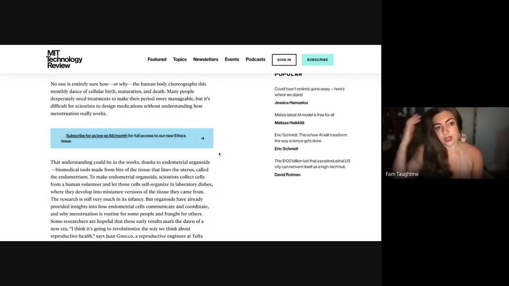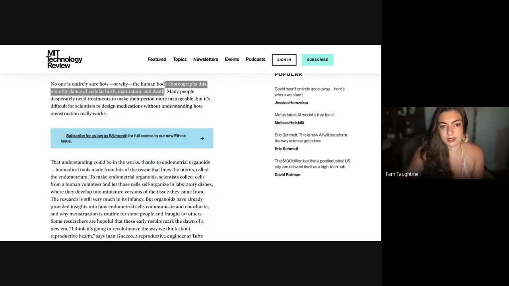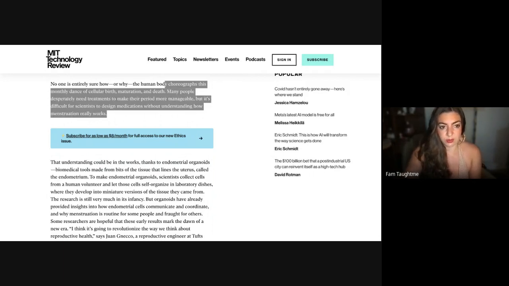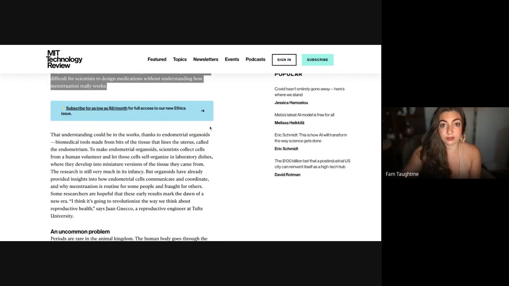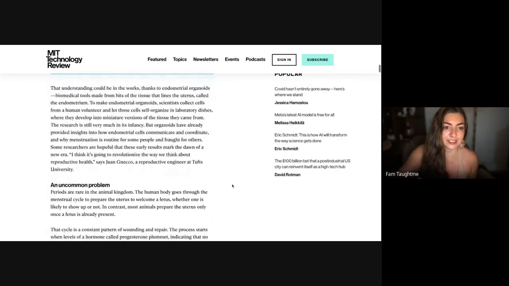So it says no one is entirely sure how or why the human body choreographs this monthly dance. Many people need treatments to make their periods more manageable, but it's difficult for scientists to design medications without understanding how menstruation really works. So this I always find really funny, because it's kind of like, you don't understand how menstruation really works? Like, I'm sorry, but how? We do know how it works. It's not completely mysterious. So that's the first thing, and that's what piqued my interest about this article.